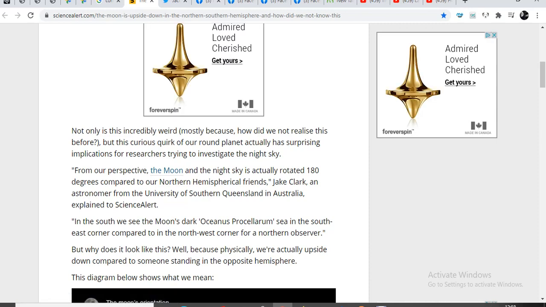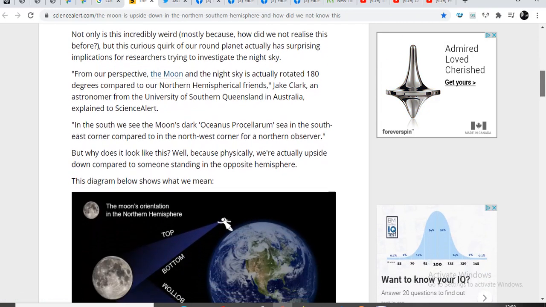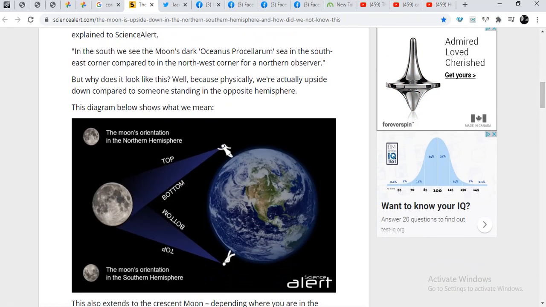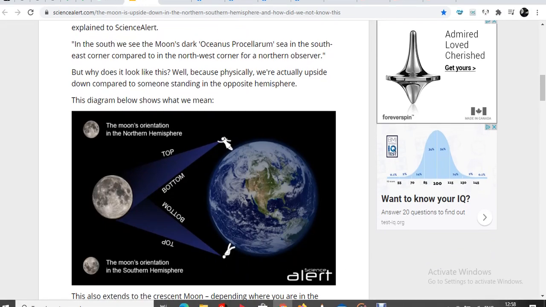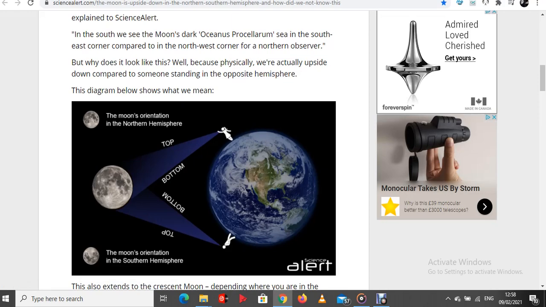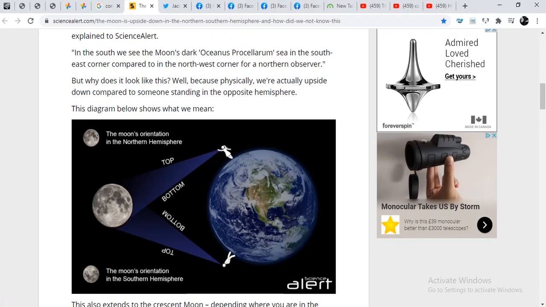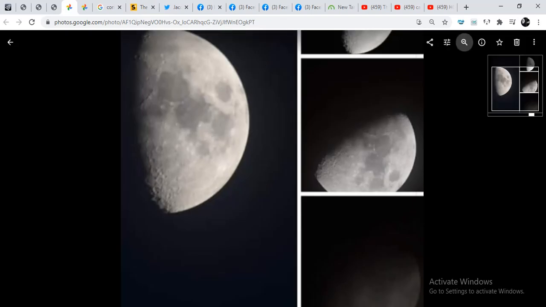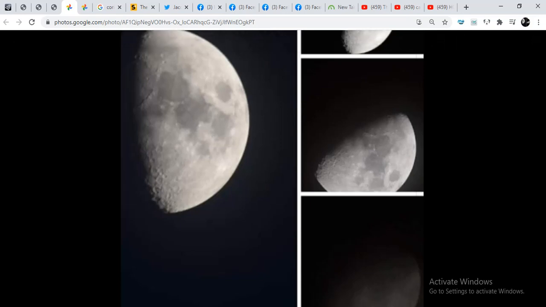But why does it look like this? Well, because physically, we are actually upside down compared to someone standing on the opposite hemisphere. Right, diagram. In the north, you look at a moon like that. If you're in the south, you look at a moon like that. So if you get on a plane, your moon's going to look different. Right? So don't you think you'd be a bit more freaked out if you stared at your moon all night and you see it do that while you're not even moving? You've not got on a plane and you've not moved around the globe, yet your moon looks different.